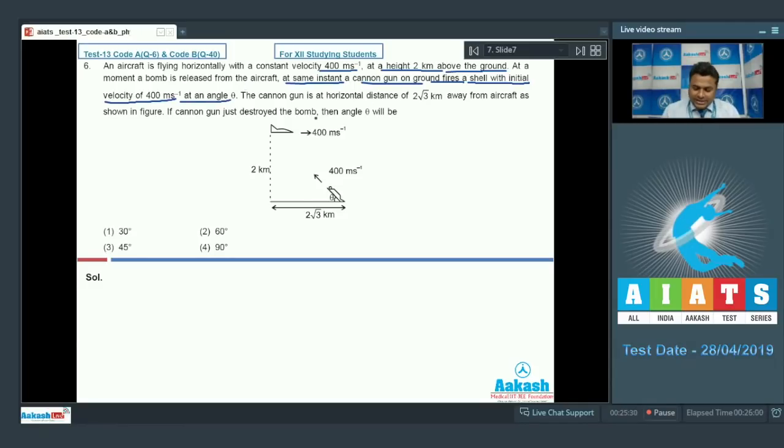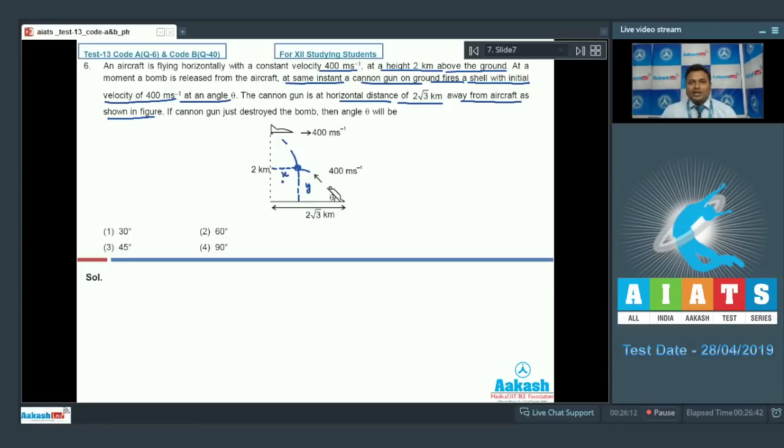The cannon gun is at horizontal distance of 2 under root 3 km away from the aircraft as shown in figure. If cannon gun just destroyed the bomb, then what should be the angle? Now let us consider the situation. Suppose they are meeting, since cannon gun has to destroy the bomb, so suppose they are meeting at this particular point. Both particles are meeting at this particular point. Coordinates are suppose x and y, means this is y and this one is x.